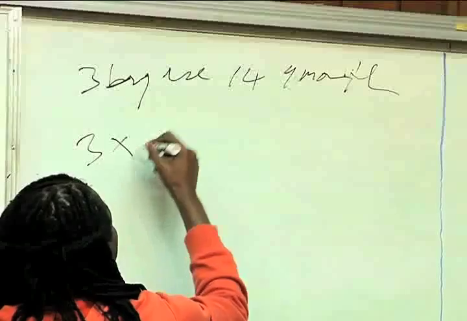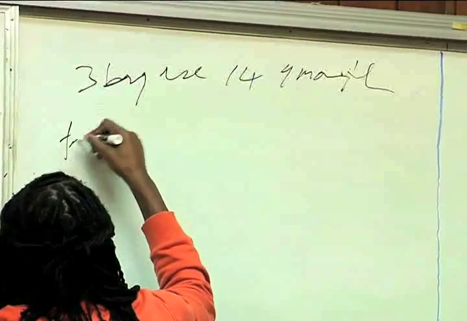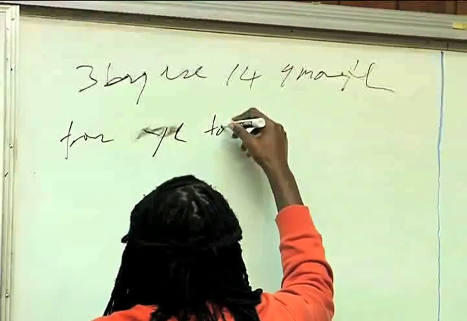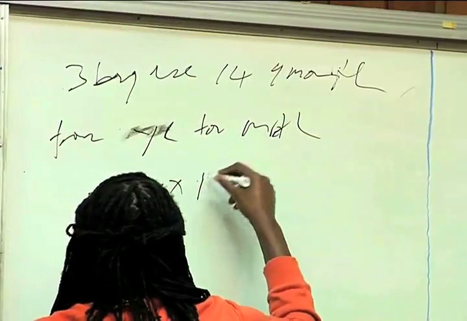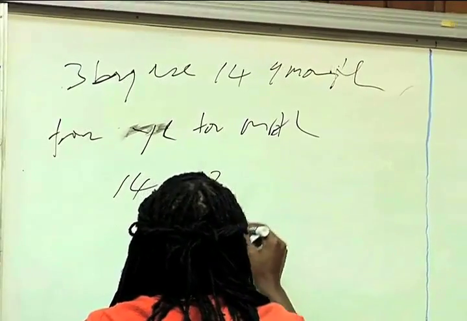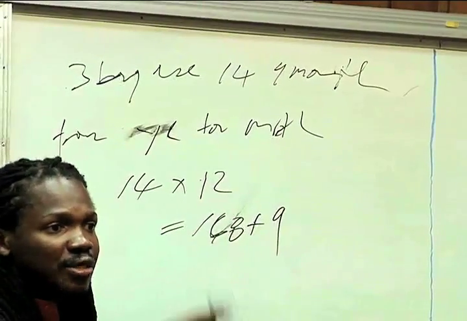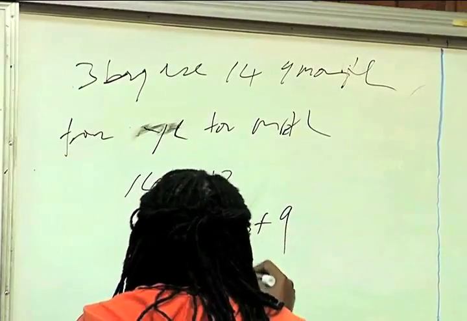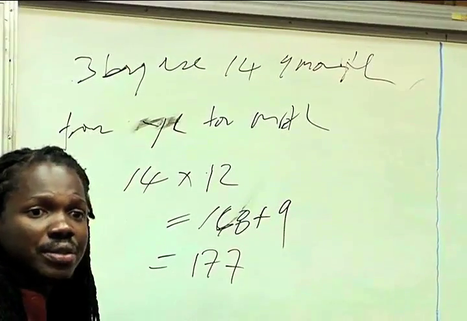So we have 3 times 14 years and 9 months. Transforming year to month. So watch out now. 14 times 12 is 168. Plus 9 months. So equal 177. That means therefore that each boy is 177 months.